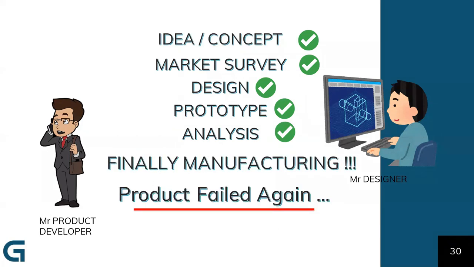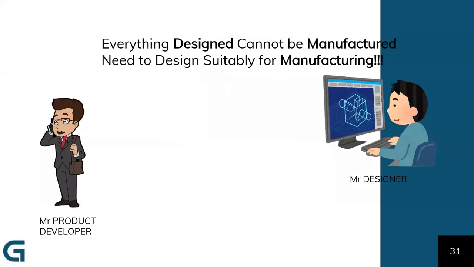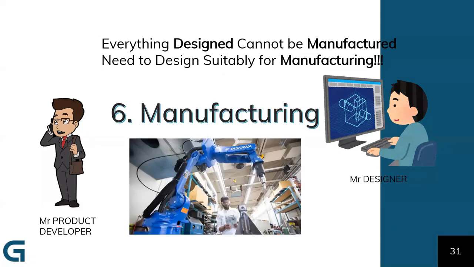Now again, the product failed. Because there is a saying: everything designed cannot be manufactured. You need to design suitably for manufacturing. Whatever you design, the software obeys your order, whatever you are creating, but it may not be manufacturable. So your design should be so suitable that it can be easily manufactured. That will help in reducing the cost of the product. Okay, so that is the sixth step called manufacturing.